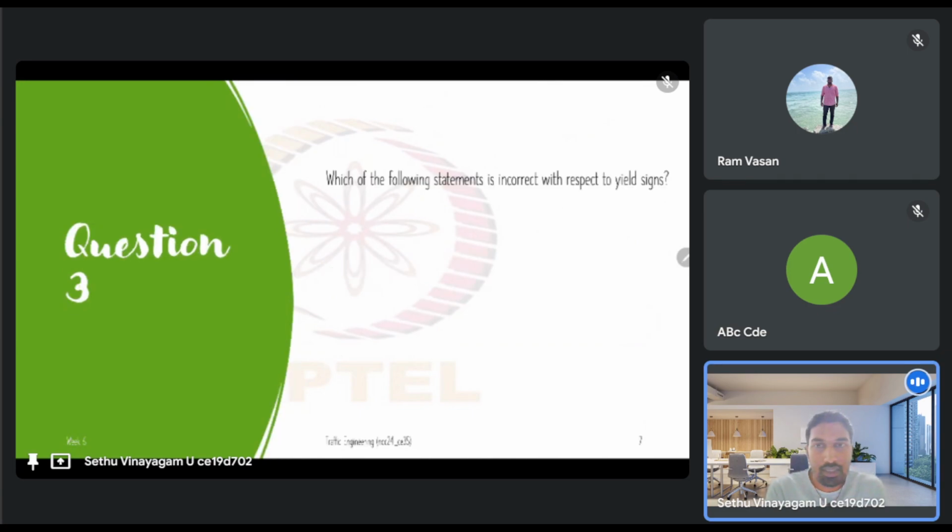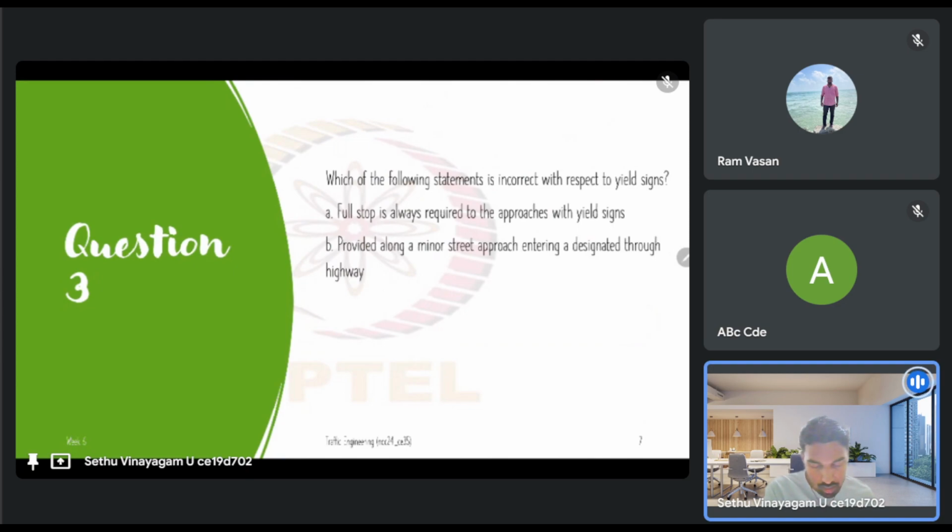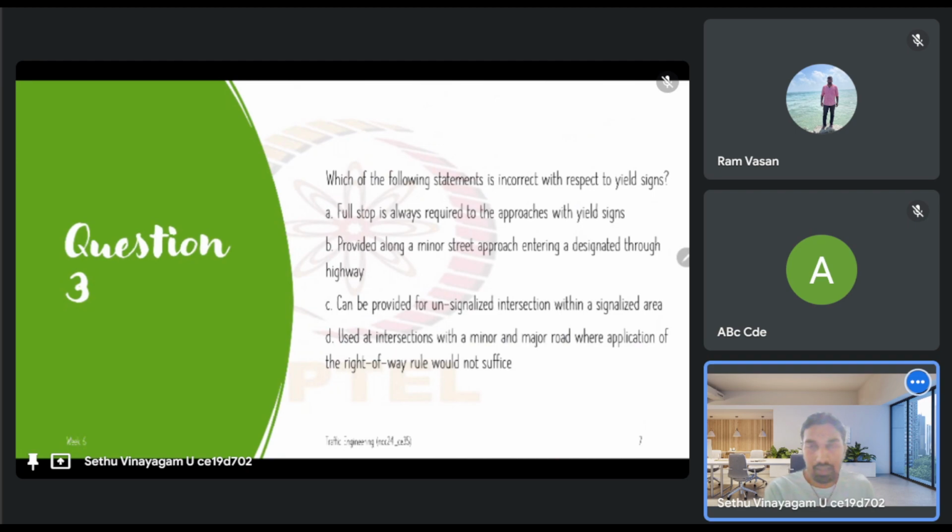Question number 3 is, which of the following statements is incorrect with respect to yield signs? Option A is full stop is always required to the approaches with yield signs. Option B is provided along a minor street approach entering a designated through highway. Option C, it can be provided for unsignalized intersection within a signalized area. And D is, it is used at intersections with a minor road and a major road where application of the right of way rule would not suffice. So we have to select that statement which is incorrect.